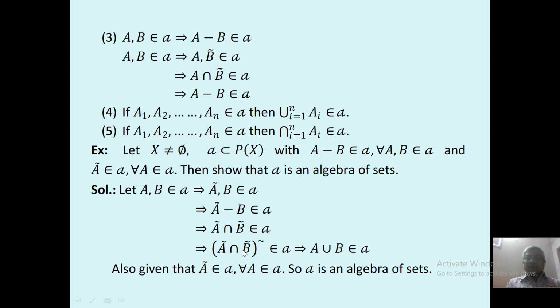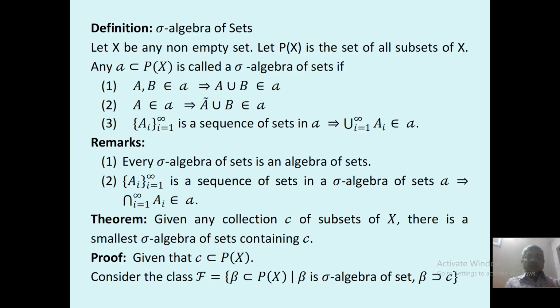So it implies A union B also belongs to script A. The second condition is obviously given, that A complement belongs to script A. So script A is an algebra of sets. Both the conditions are satisfied. So we have seen algebra of sets.